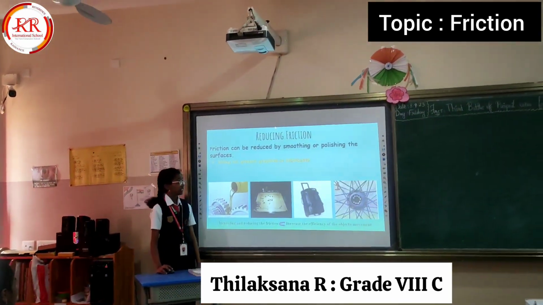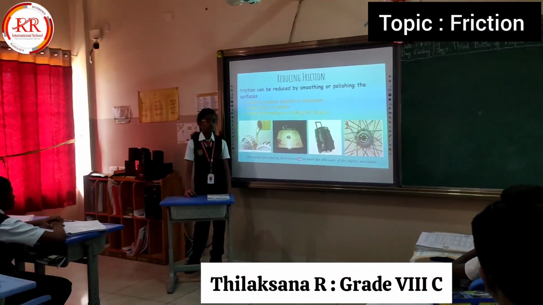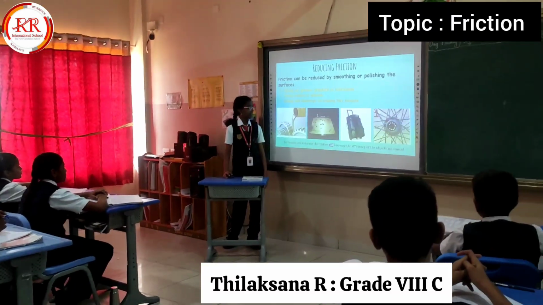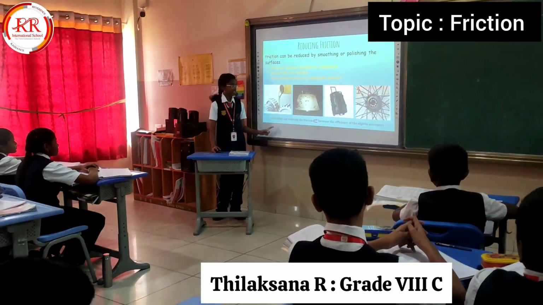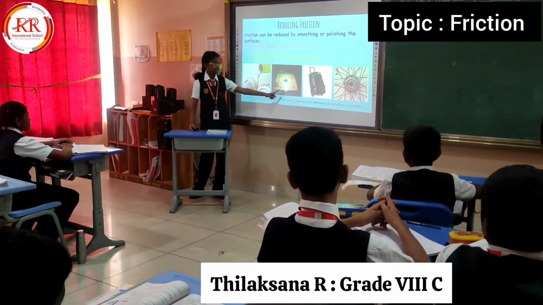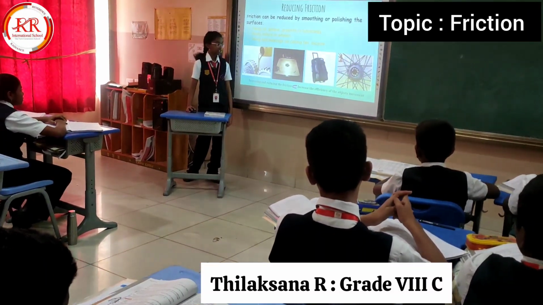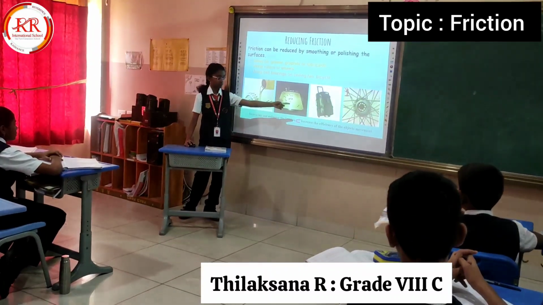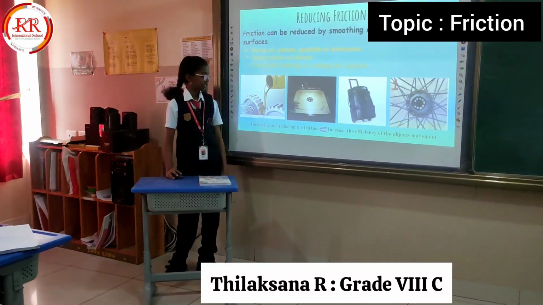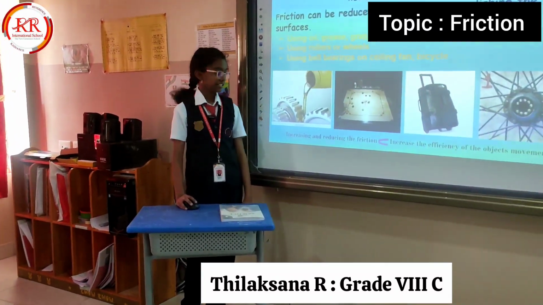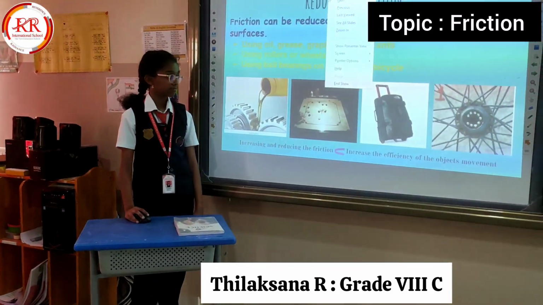Let's move on to reducing friction. Friction can be reduced by smoothing or polishing the surface, by using oil, lubricants, wheels, and ball bearings. Using lubricants in engines helps to reduce heat. We apply powder on the carom board so the striker can move smoothly. We can also apply rollers or wheels on the object so the object can move smoothly. Using ball bearings on ceiling fans and bicycles helps to reduce friction. So, by increasing and reducing friction, we can increase the efficiency of the object's movement.